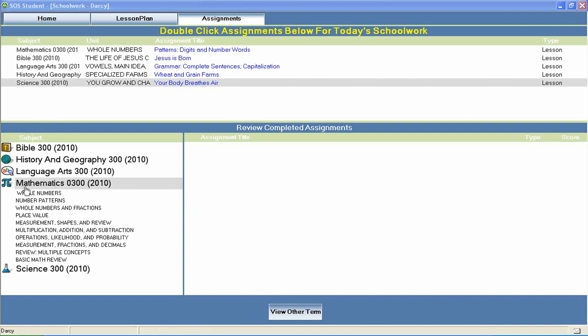In Switched On Schoolhouse third grade math, your students will study units that cover basic elementary math topics like whole numbers, place value, measurement, shapes, and review, operations, likelihood, and probability, measurement, fractions, and decimals, and much more. Now let's take a look at a third grade math lesson to see how concepts like these are covered.